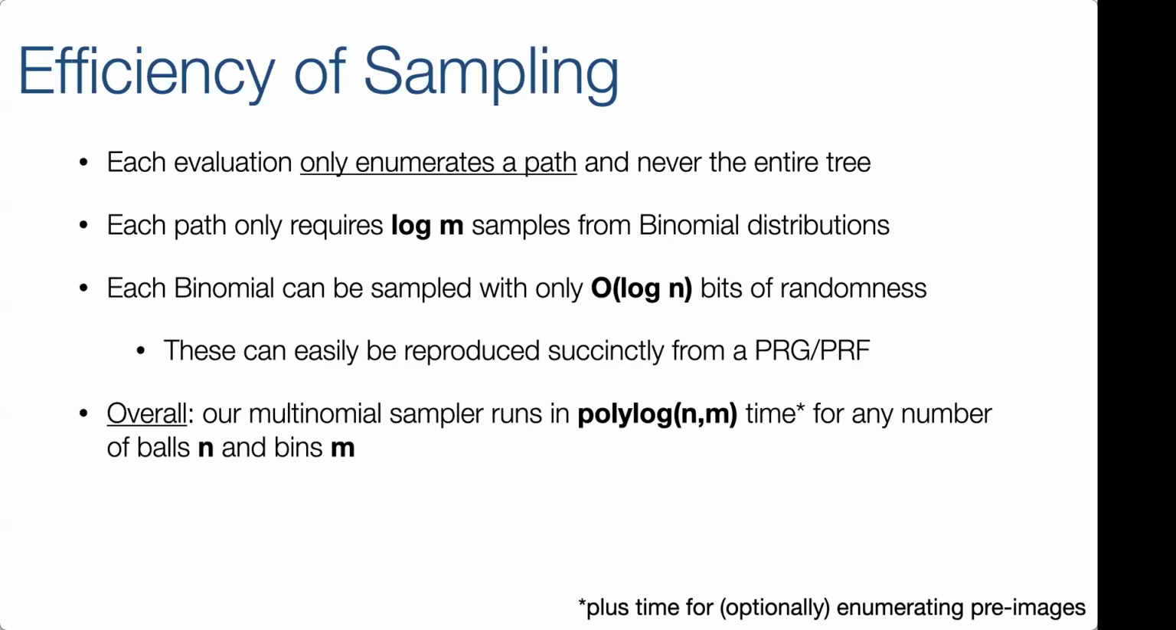And I have this asterisk because technically if you enumerate the bins and you throw many balls into very few bins, then your pre-image size will be very big. And if you're going to print out the whole thing, it'll take that much time.